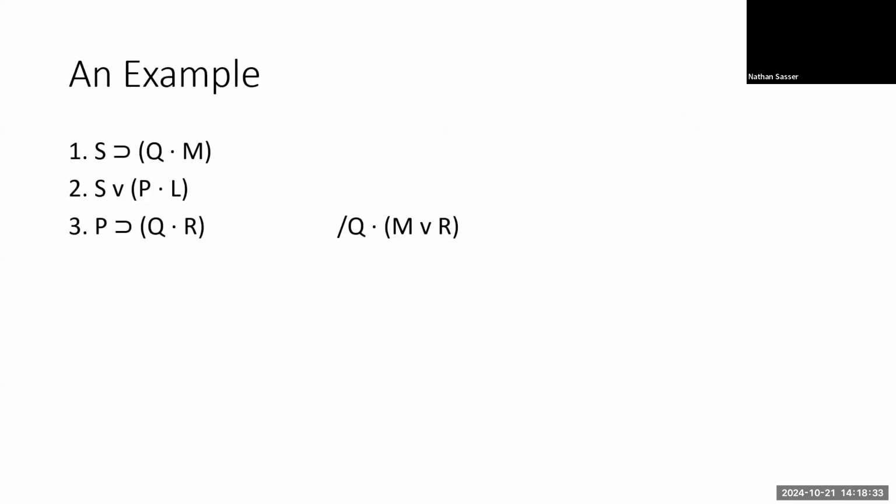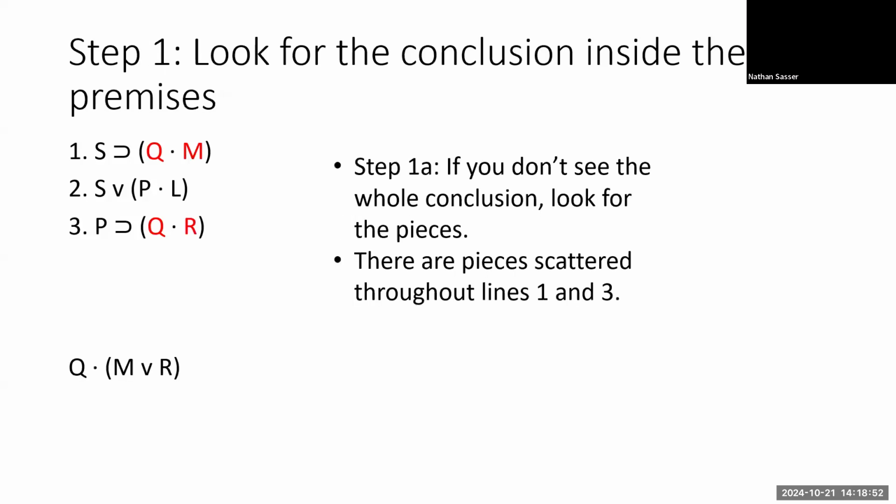Okay, so let's say we've got this problem right here. We've got these premises. Premise 1: If S, then Q and M. Premise 2: S or P and L. Premise 3: If P, then Q and R. And the conclusion we're going for is Q and M or R. Okay, so as usual, I want to push my conclusion down, leave myself some space.